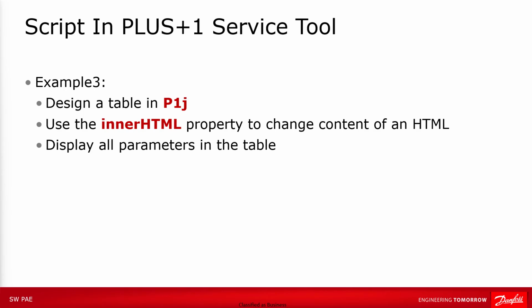Now let's look at the third example. In this example, we will design a table and list all the parameters of the controller in this table. The number of the parameters is large and uncertain, and each parameter has 9 information, so we will use another way to display all this information. It can save a lot of work by writing HTML code in a loop in the P1G file and insert them in the P1U file.